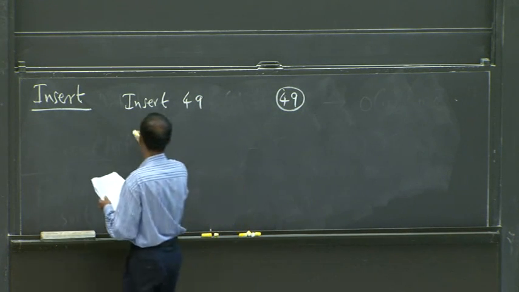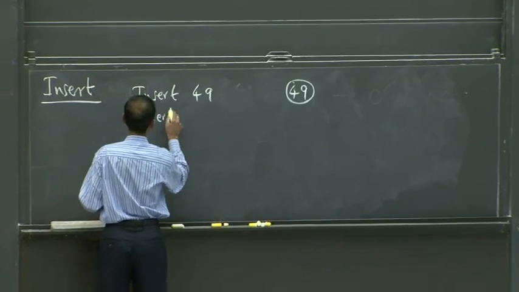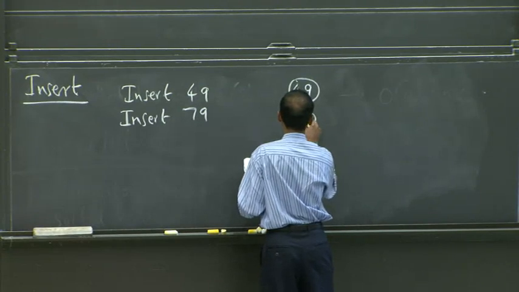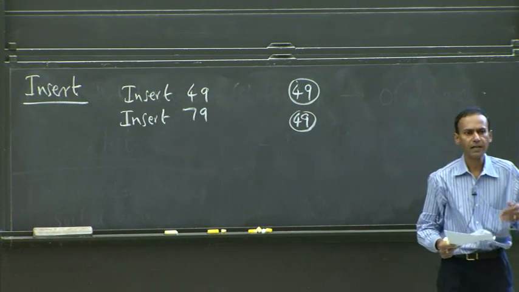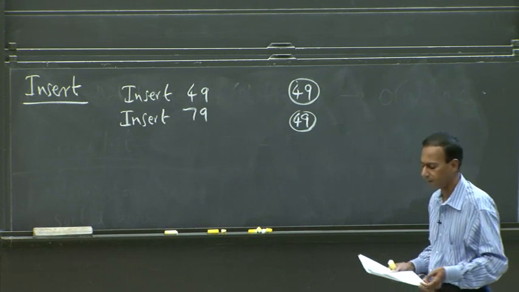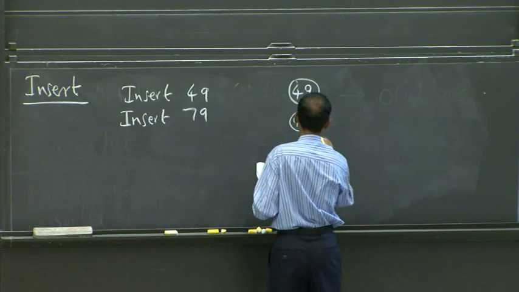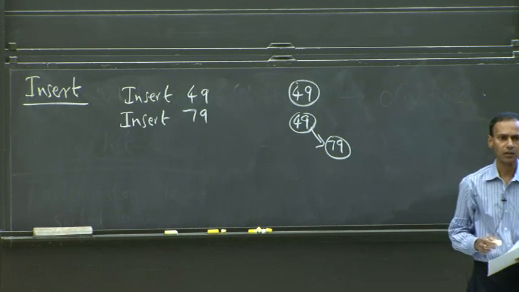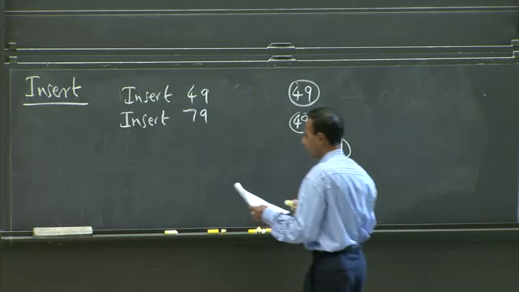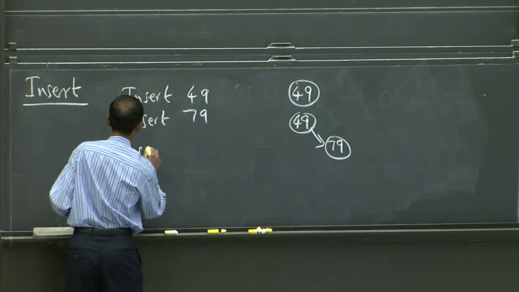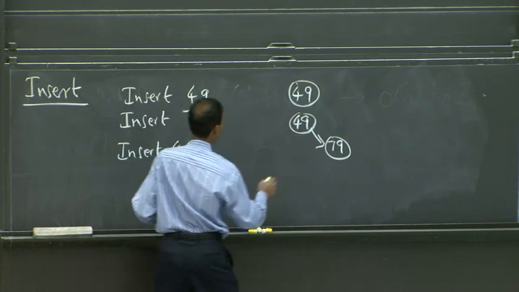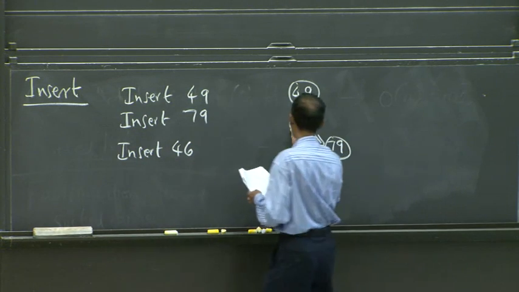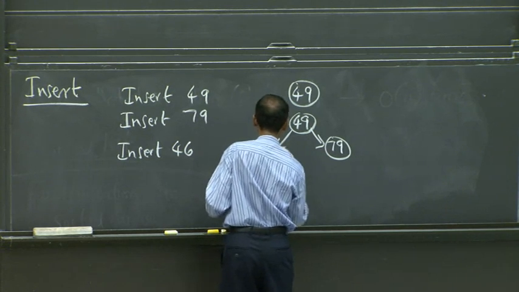I next insert 79. And what happens here is I have to look at 49, and I compare 79 to 49. Because 79 is greater than 49, I go to the right, and I attach 79 to the right child of 49. Then I want to insert 46. When I want to insert 46, I compare 49 and 46. 46 is less. So I go to the left side, and I put 46 in there.